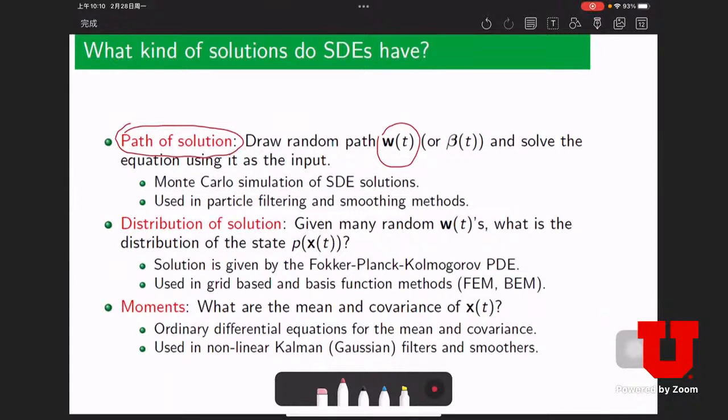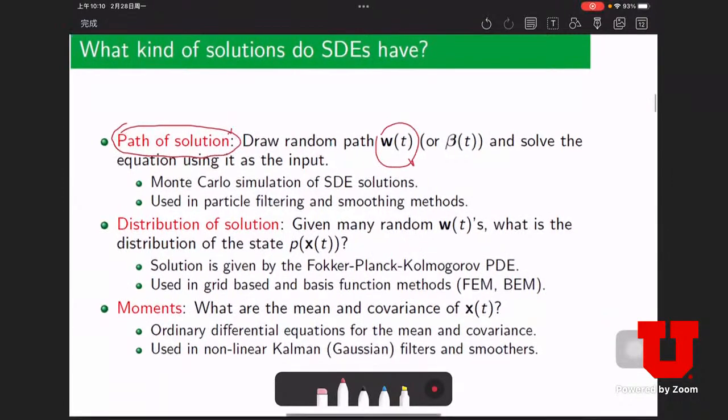We can do similar things as with the ODE. So we resample a specific path of the WT, the random sample, and then use this given random sample to draw a path of the SDE, just like we do on the ODE. So it's called the random path of the solution. And we can do this with Monte Carlo simulation: draw many times of the WT and draw the paths. With these paths or random samples, we can use something like particle filtering and smoothing methods.